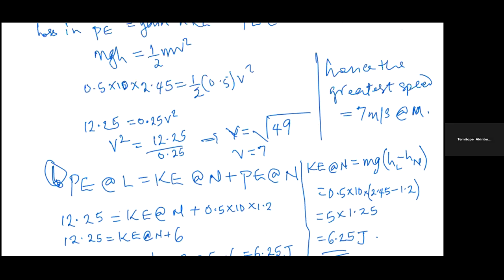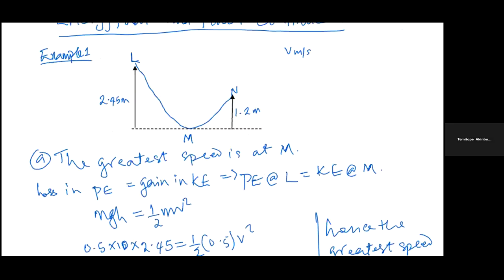So as the object is descending from L, it will move through M back to N. So there is kinetic energy, there is potential energy happening. At M, potential energy is 0. Why? Because it's at horizontal level. It's not at any altitude. But from M, it will be moving up. It will start gaining potential energy. Do you get that now? So here, we are going to have potential energy. Here, we are going to have kinetic energy. So the reason for saying it is plus.